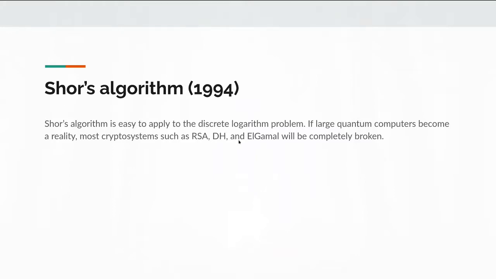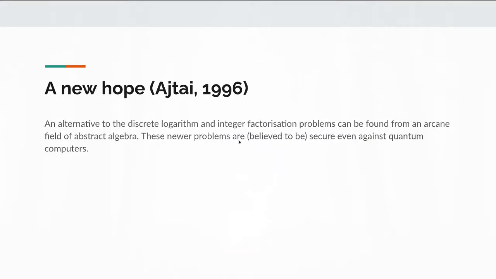So if large quantum computers become real and practical, then a lot of crypto systems, RSA, which we already talked about, also ElGamal, and the DH key agreement protocol, all of these will be totally broken if this happens. We want to find new problems that stay hard even if quantum computers become a reality. One possible alternative is from a rather arcane field of algebra, and it's not clear immediately why this is useful, but I'll take you through the journey. We believe that the problems we get out of this will be difficult even for a quantum computer.